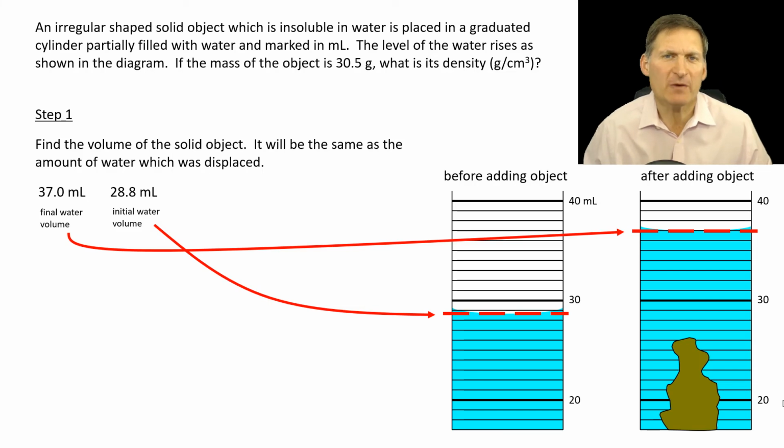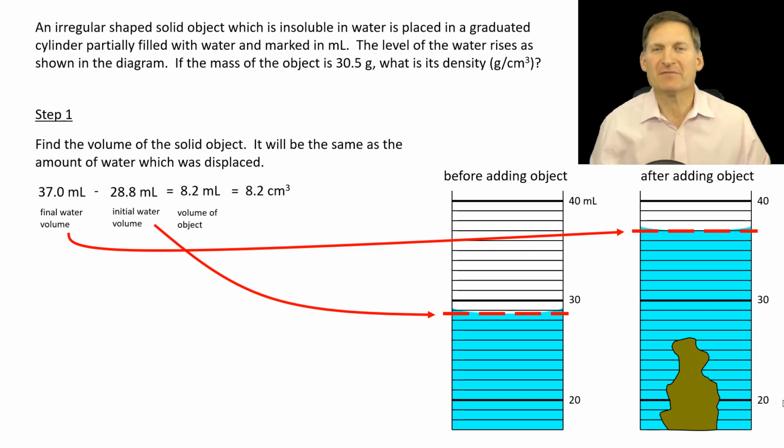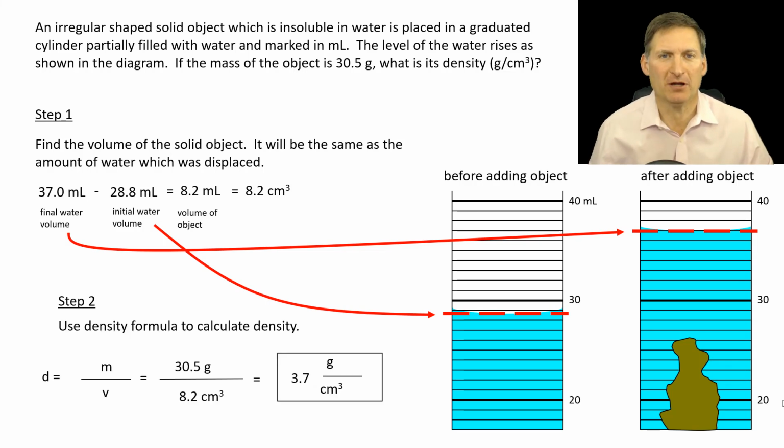So to find the volume of the object that was placed in the water, we subtract final minus initial to get 8.2 milliliters. Since milliliters and centimeters cubed are identical, that also means we have a volume of 8.2 centimeters cubed. Now that we have the volume squared away, and we already have the mass, 30.5 grams, we can now do a second step and plug into the density formula and get our answer.